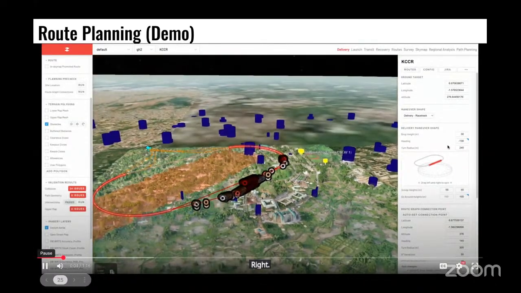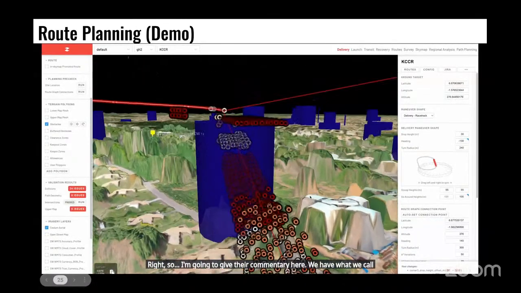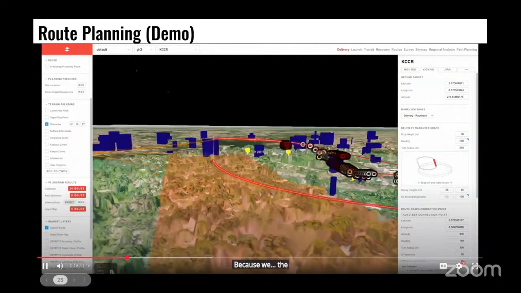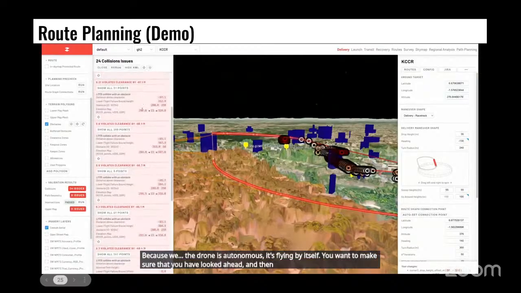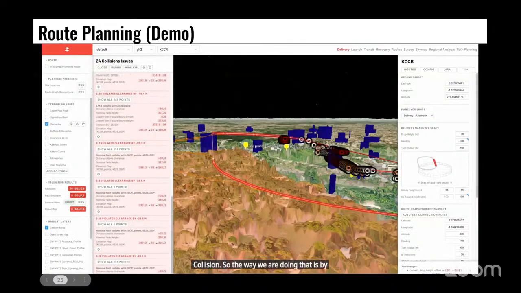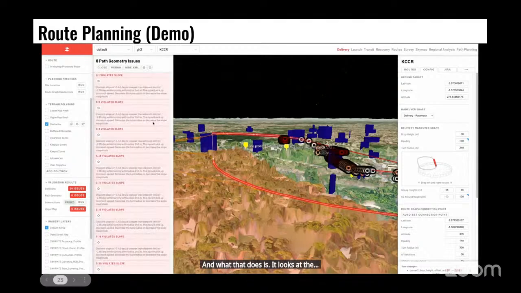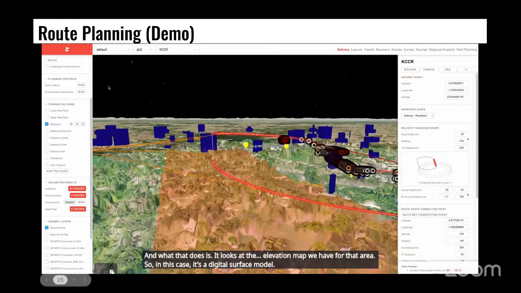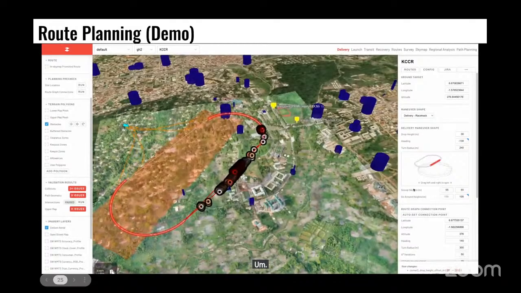Right, so I'm going to give the commentary here. We have what we call the collisions check. That's one of the most important things because the drone is autonomous, it's flying by itself. You want to make sure that you have looked ahead and then you have de-risked collision. So the way we are doing that is by this collision check. And what that does is it looks at the elevation map we have for that area. So in this case, it's a digital surface model that was derived from the survey.